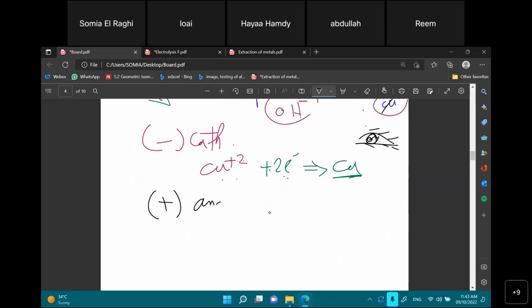At the anode area, I will write down 4OH minus, hopefully. Very good, Yarin. I subtract 4 electrons. What do we get? Oxygen gas and 2 water molecules. Thank you. So we get copper metal and oxygen. It is a very useful technique to get metal, to extract metal from salt solution, yes. Okay.